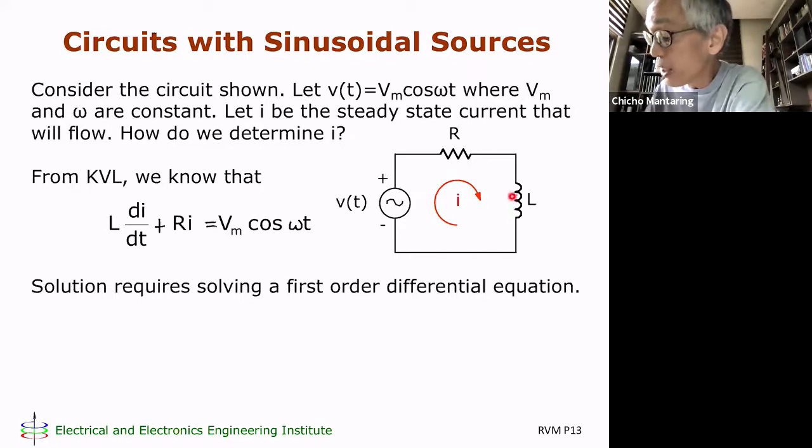The voltage across your inductance is L multiplied by di/dt. If I add these two terms, that should be equal to my source, which is Vm cosine omega t. Now you should be able to solve this if you know how to solve differential equations. This is what you call a first order non-homogeneous differential equation.